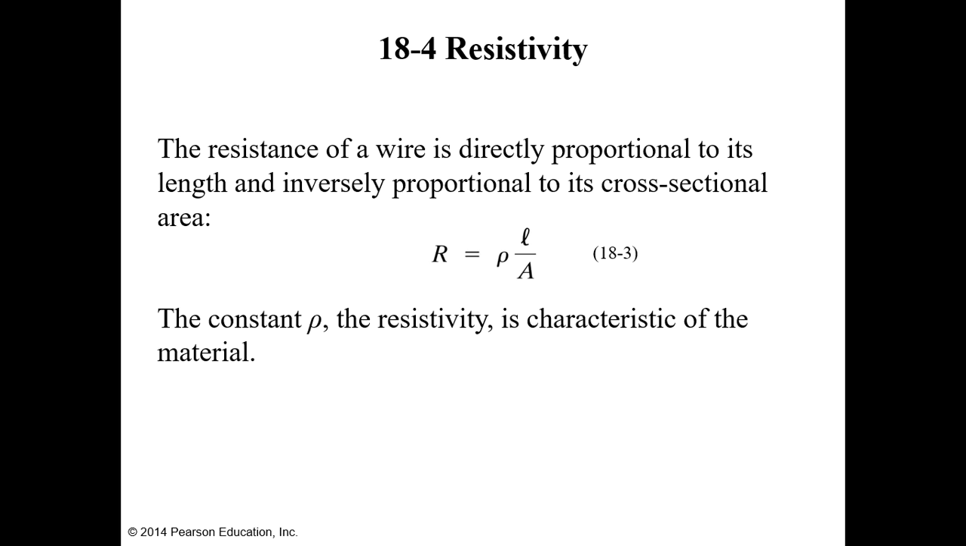Now, what determines the resistance of a wire? Well, there are 3 things. The first thing is the length. The longer the wire is, the more material you have to pass through. So if you increase the length, then you increase the resistance. Therefore, length and resistance are directly proportional.